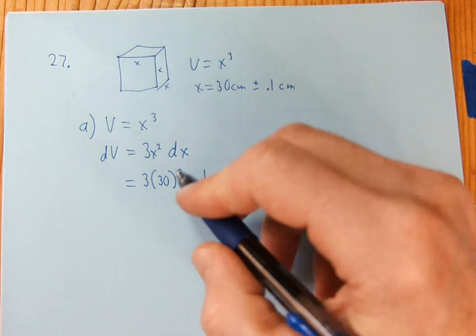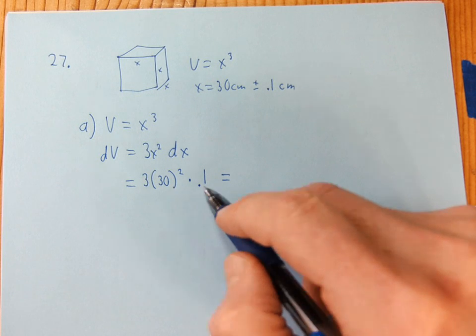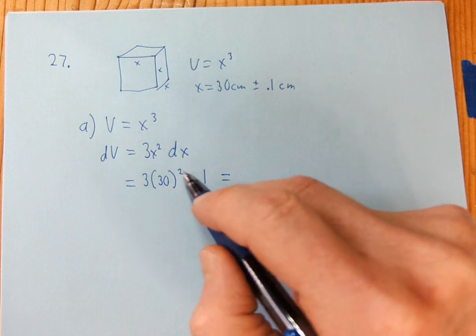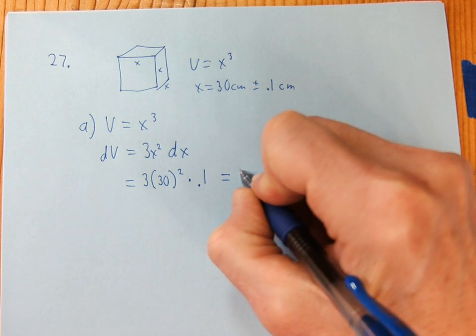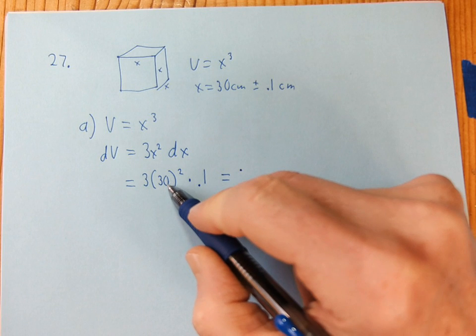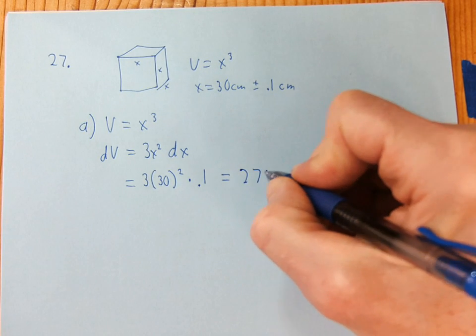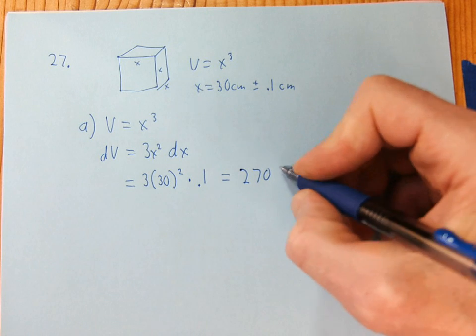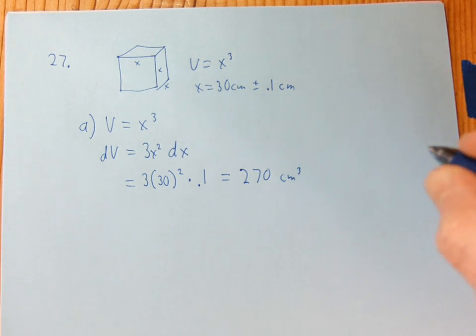Okay, so 30 squared is 900, times 0.1 is 90, times 3 is 270. So, I think I did that right. So let's see, 30 times 30 is 900, times 3, yeah, so 270. So your maximum error would be 270 centimeters cubed, which is how far off you could have been in the volume, which sounds like a lot.